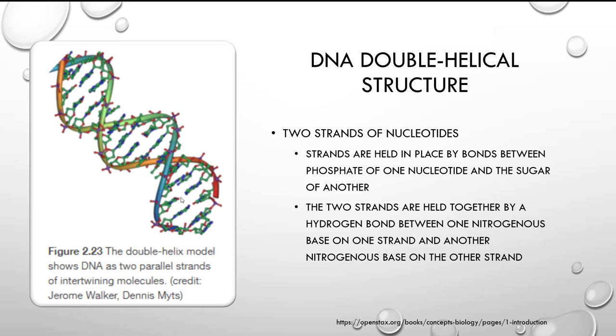And remember, hydrogen bonds are weak bonds, so this is kind of a temporary bond. But the sugar of one nucleotide and the phosphate of a nearby nucleotide are held together by a covalent bond. And remember, covalent bonds are strong. So the sugar phosphate backbone is strong, and the hydrogen bonds are weak. The nitrogenous bases are held together by a weak hydrogen bond.